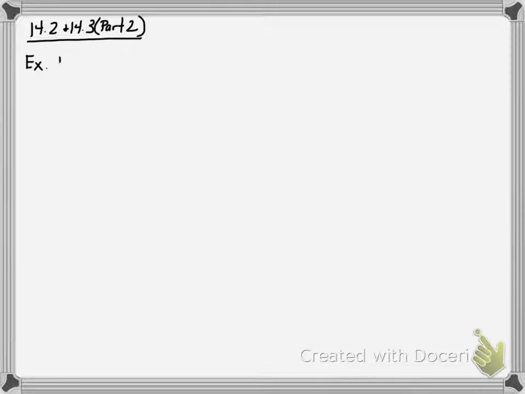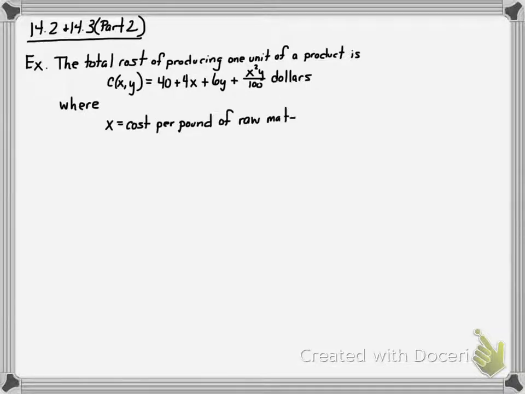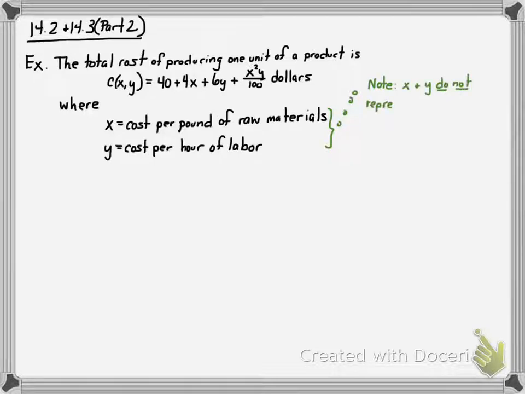Okay, so in this example we have the total cost of producing 1 unit of a product is given by C of xy is equal to 40 plus 4x plus 6y plus x squared y over $100, where x represents the cost per pound of raw materials and y represents the cost per hour of labor. So y represents the cost per hour for labor.